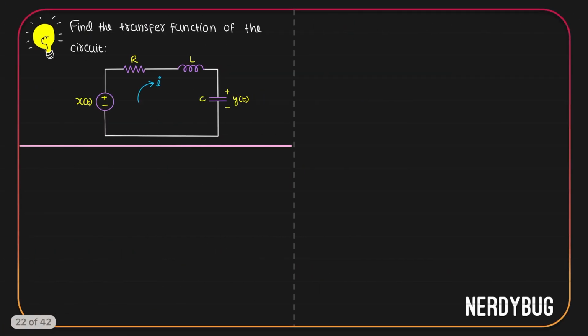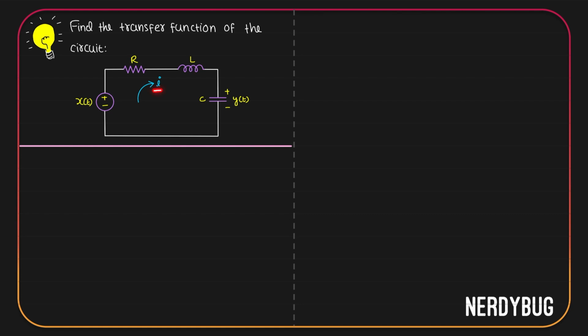Let us now solve a problem. Here we have to find the transfer function of the circuit given. The first thing we need to do is to specify this circuit using a linear constant coefficient differential equation. Input is the voltage given over here, x of t. Y of t is the output. It is taken across a capacitor of capacitance C. We have a resistor R and an inductor L.